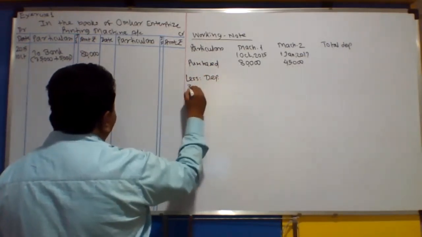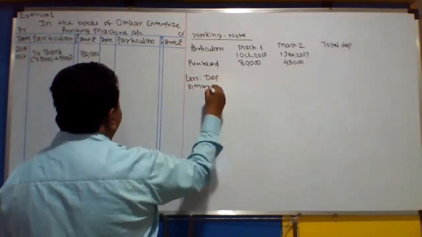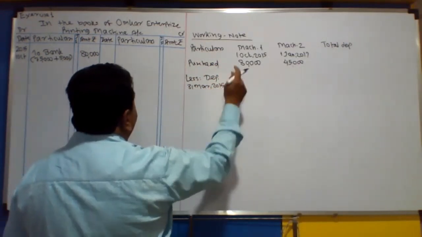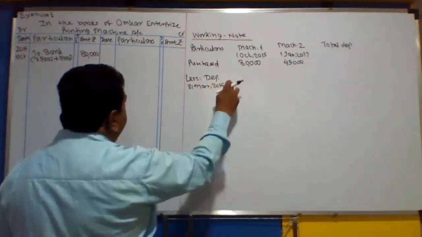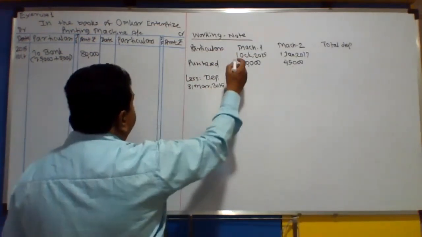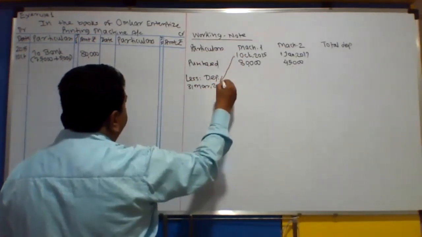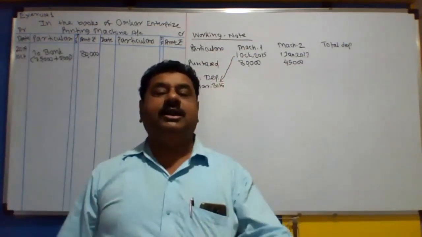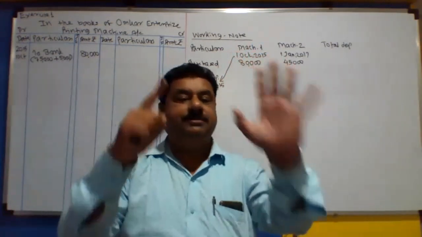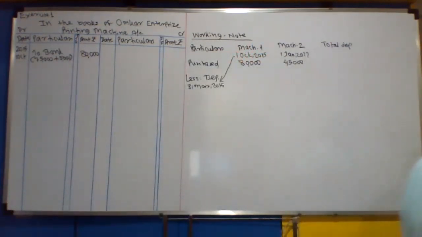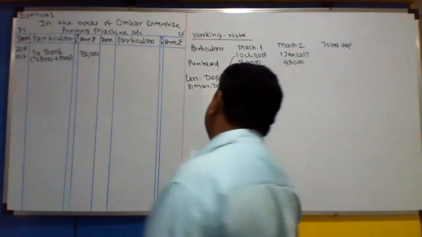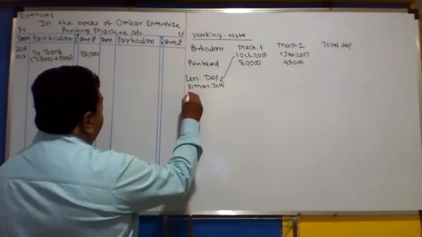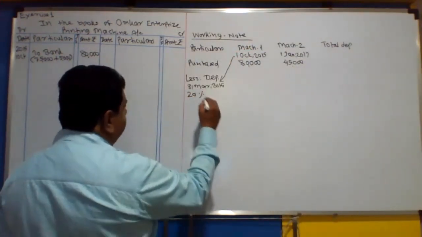Depreciation for the first year, on March 2016. October 2015 to March 2016. Pay attention to this arrow. For machinery number 1, we are going to calculate depreciation for 6 months. The rate of depreciation given to you is 20%. So 20% depreciation is there.